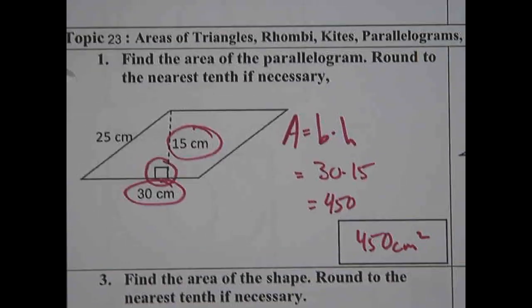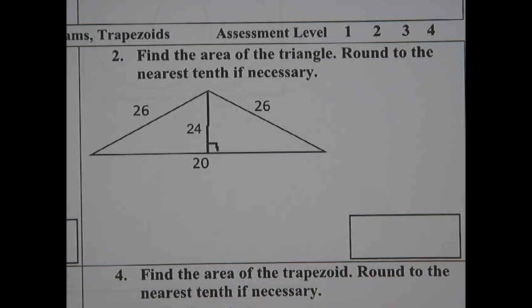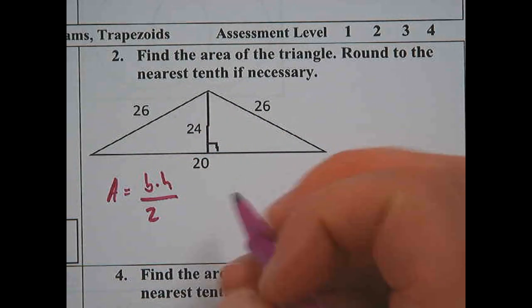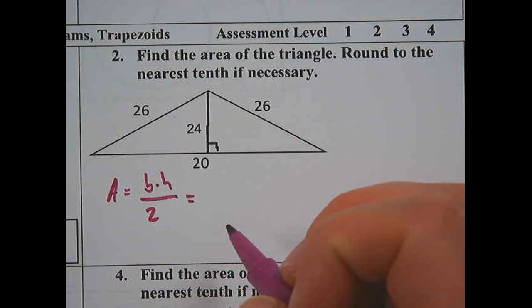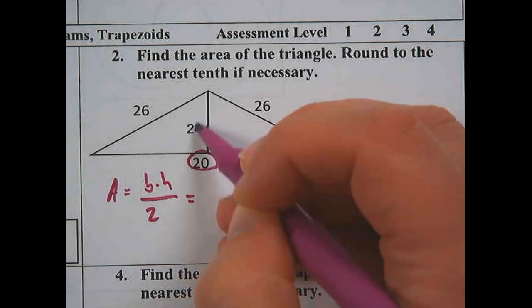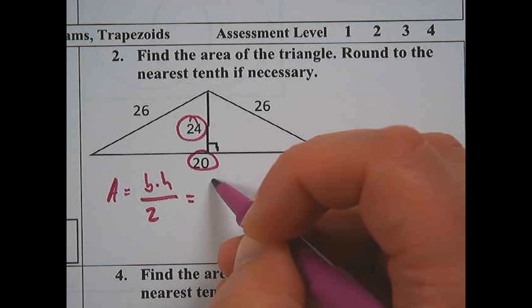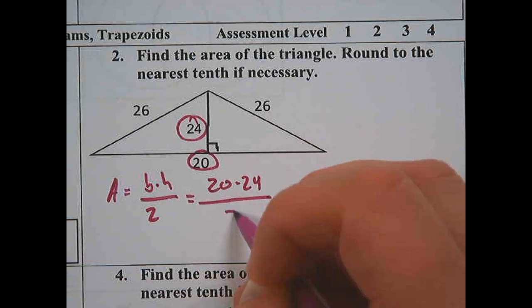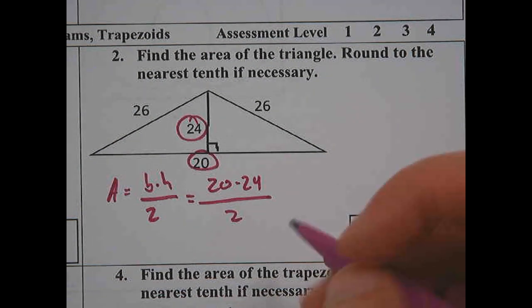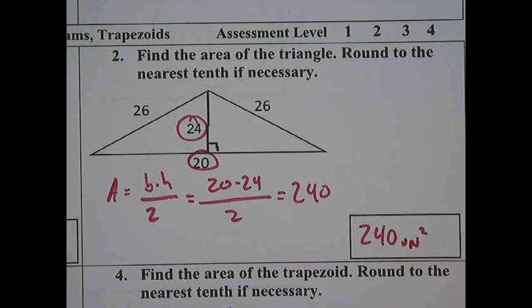Okay. On the next one, we want to find the area of the triangle. Remember, for triangles, area is base times height divided by 2. So on this one, we do divide by 2. Just as in the last one, we were given dimensions we don't need. The only two we need are the 20 and the 24, because those are the ones that are perpendicular. That's our base and our height. So we go 20 times 24 divided by 2, and we get 240 square units.